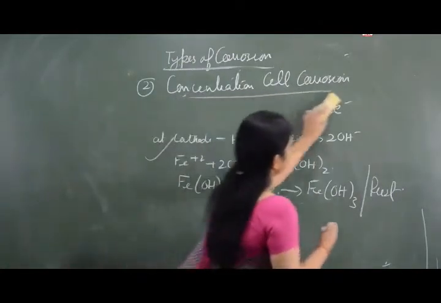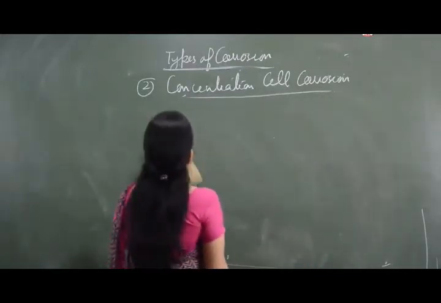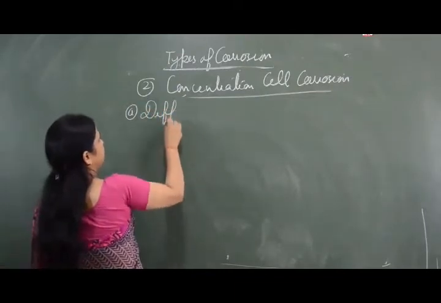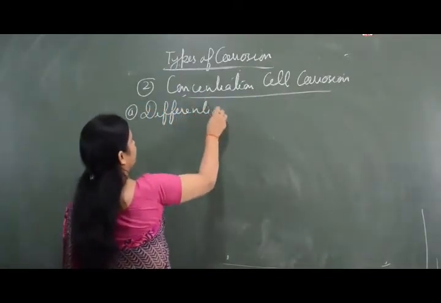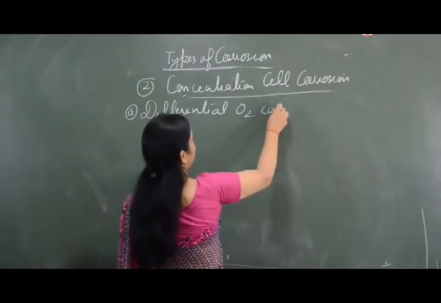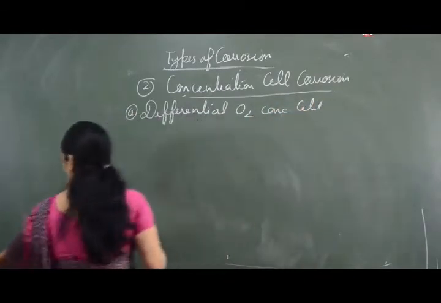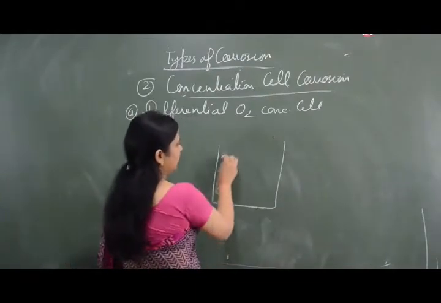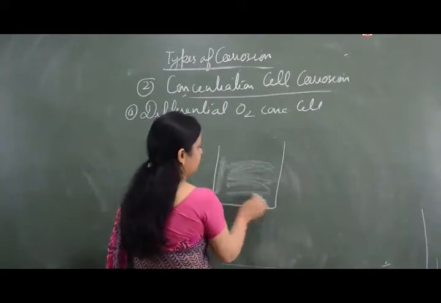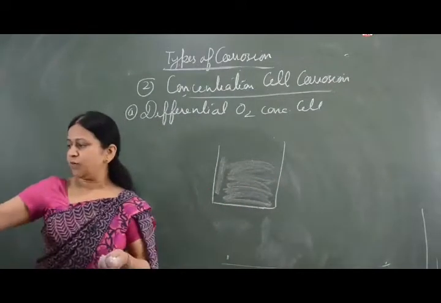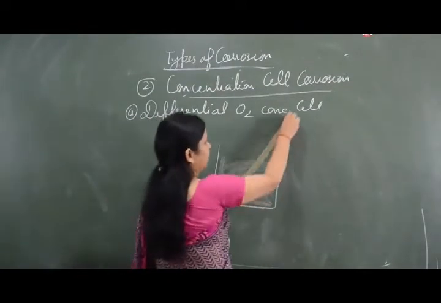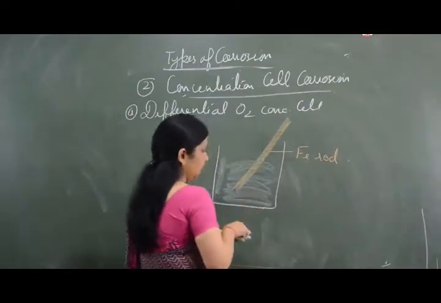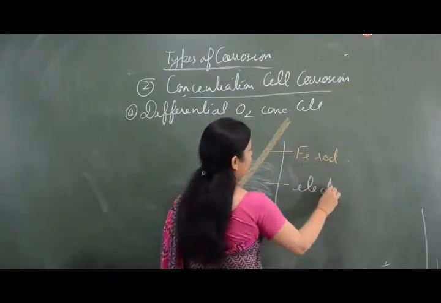Now the first type of concentration cell is the differential oxygen concentration cell. What happens here is we take a container. This container is filled up with an electrolyte. When this is filled with an electrolyte, I place a rod, and this rod is made up of iron, and inside this we have the electrolyte.